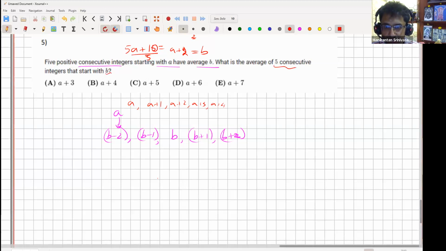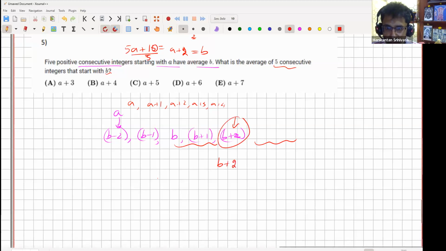B? So 5 consecutive numbers starting with B, the average will be B plus 2, because there'll be 2 numbers here, B plus 3 and B plus 4, and the average will be B plus 2. Now all you have to do is write B plus 2 in terms of A. Which is A plus 2 plus 2, which is A plus 4.